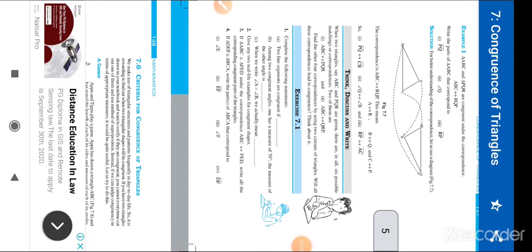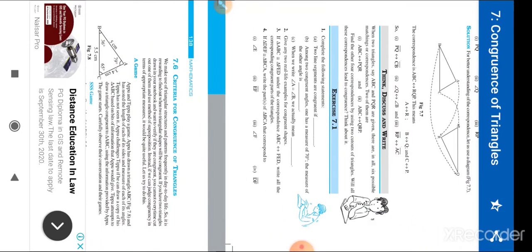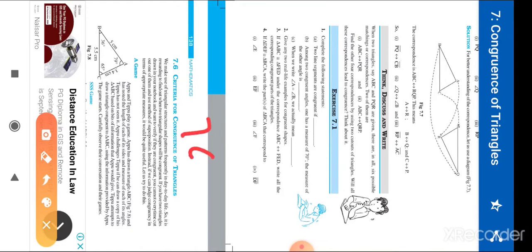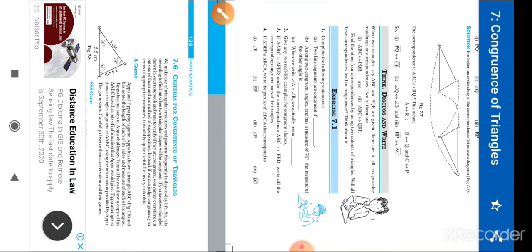Now we are going to start exercise 7.1 and the first question is: complete the following statements. First statement: two line segments are congruent if their lengths are the same. Second part: among two congruent angles, if one has a measure of 70 degrees, then the measure of the other angle is also 70 degrees. Third part: when we write angle A is equal to angle B, we actually mean the measure of angle A is equal to the measure of angle B.